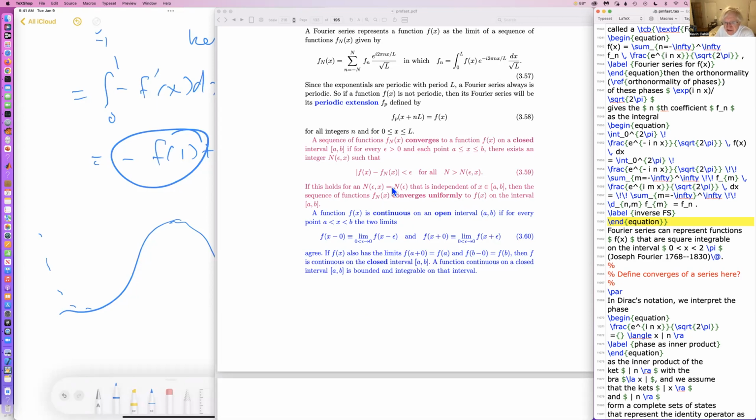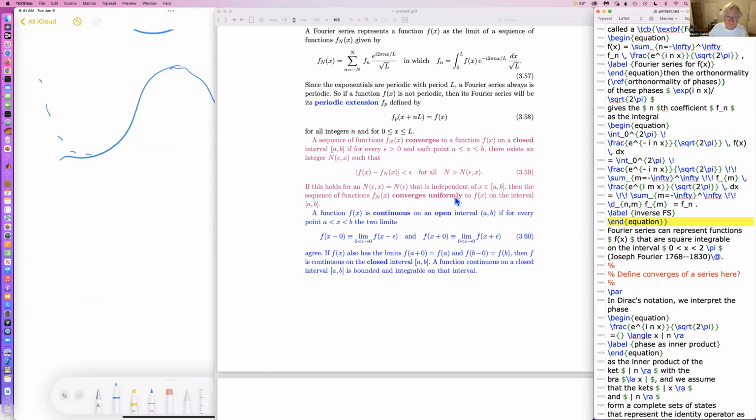If it turns out that the n of epsilon and x is independent of x, then we say the sequence converges uniformly. And if the absolute value of the series converges, in other words, if the sum of the absolute value of f sub n converges, then we say the series converges absolutely.